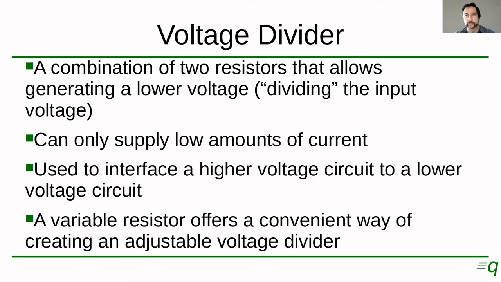After that, we had a look at a new device called a variable resistor, which offers a convenient way of producing a voltage divider that is adjustable. It could be user adjustable or factory adjustable.